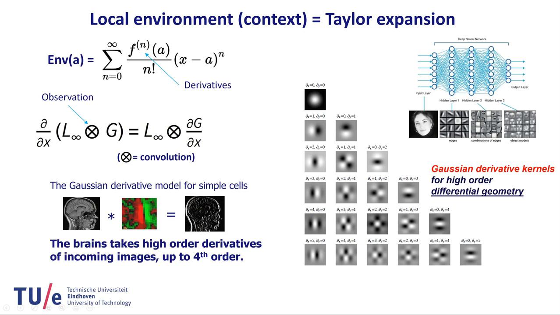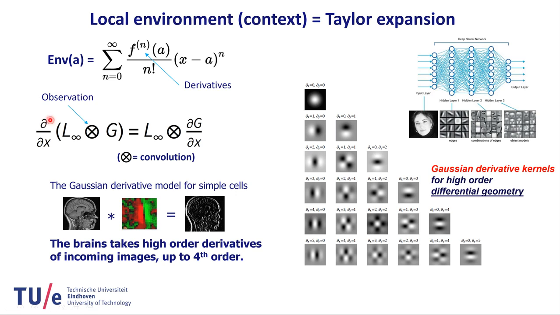And this is exactly what we do here. The environment around my point, let's say the point is A, is a sum of all these derivatives. And these derivatives, Fn, have to be measured in my pixel. But my pixel is the Gaussian, and I measure every pixel in the outside world, and they call it L infinity, that means infinitely sharp. Measuring is a convolution. So here, this is my measurement, my observation, and now I want to take derivatives.